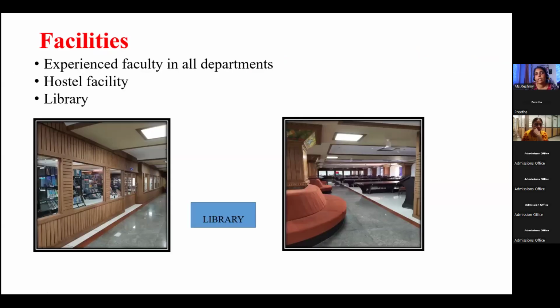So, facilities available: we do have 2 separate libraries, vast libraries here for UGs and PGs. We have experienced expert faculties in all departments. We do have hostel facility also here. So this is a real picture, a picture from our institute itself. We have separate libraries for undergraduates as well as for the postgraduates.